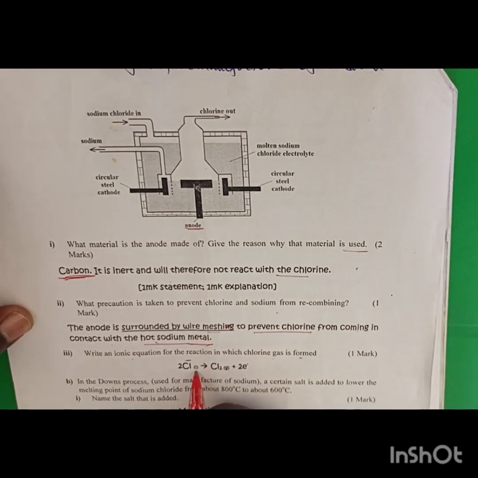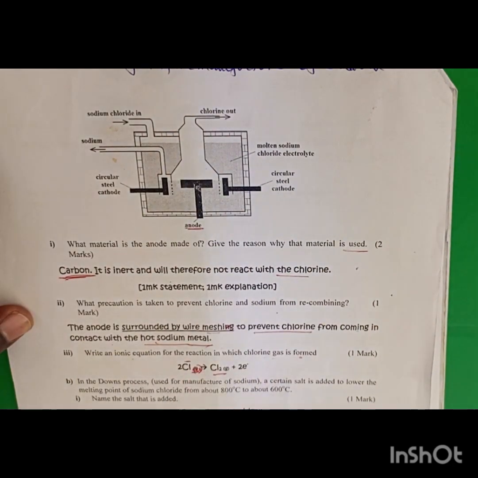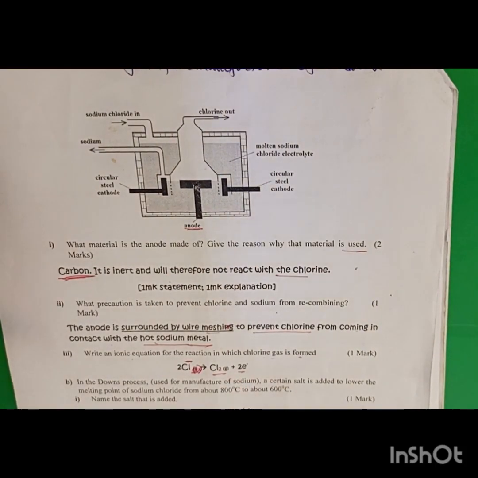So chloride ions lose electrons to form chlorine gas.